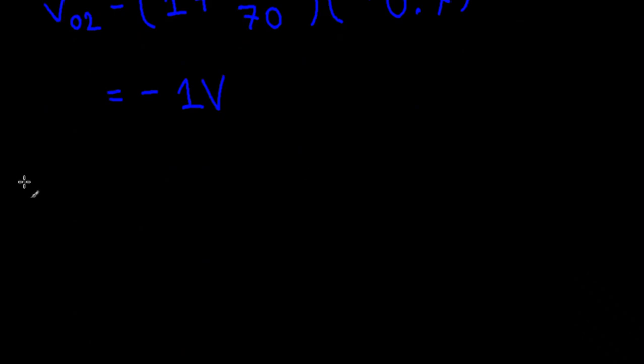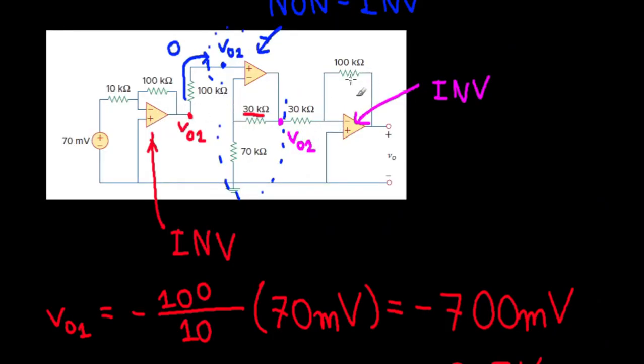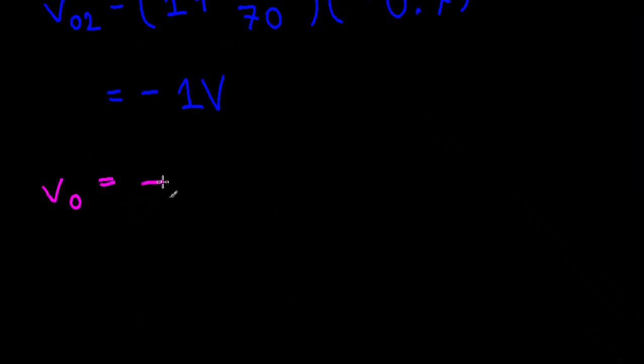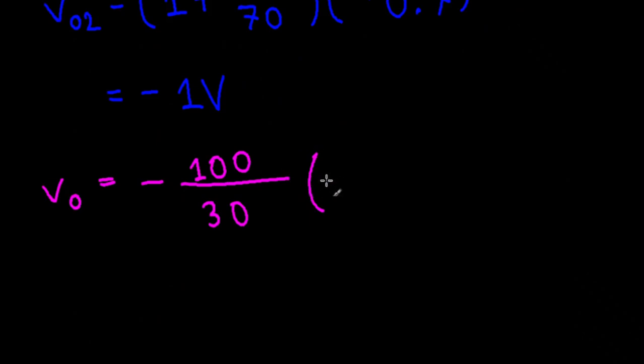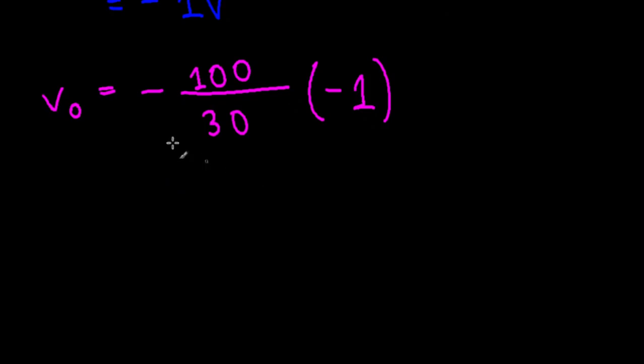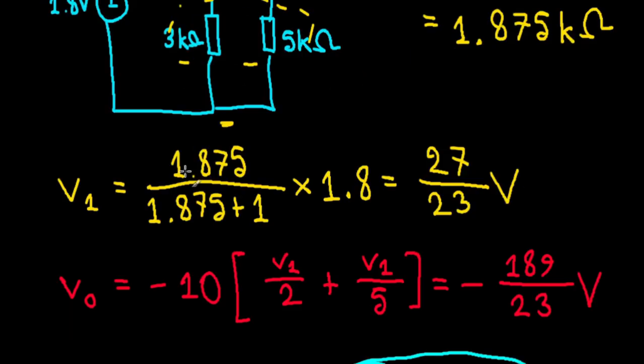So finally, we're almost done, home stretch. Your output, V output, is the output of this, so it's negative feedback divided by the other resistance. So negative 100 divided by 30, kilos cancel out, multiplied by this voltage right here. This V output 2 is your source voltage for this amplifier, so it's multiplied by negative 1. Now this one is pretty simple. It's 10 over 3, the negatives cancel out, so we have 10 over 3 volts. Could write it as a decimal too. Again, it's pretty simple. If we just follow our steps, we get our answer pretty easily. Let's move on to another problem.